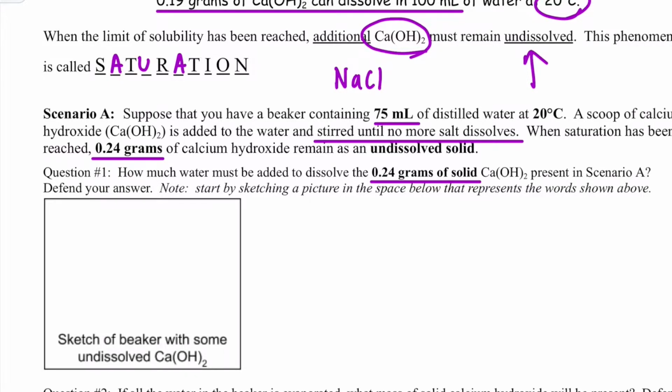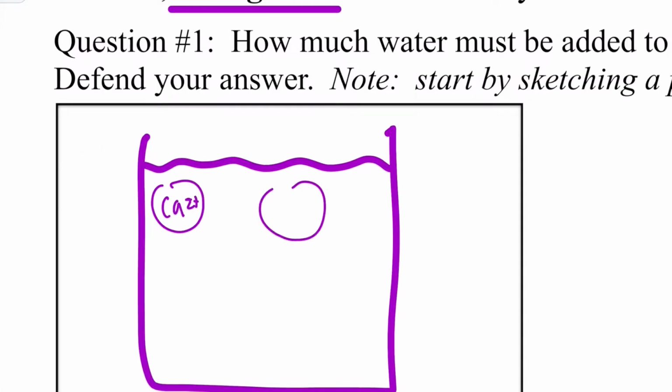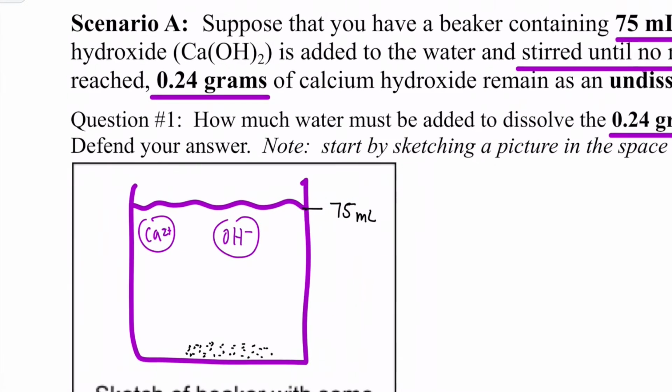0.24 grams. So first I'm going to start by sketching a picture. Here's my beaker. Got some water in it. I've got calcium dissolved, some amount, and then at the bottom I've got undissolved solid. And my beaker is full to 75 milliliters. The question's asking, you have to add more water. How much to dissolve that?